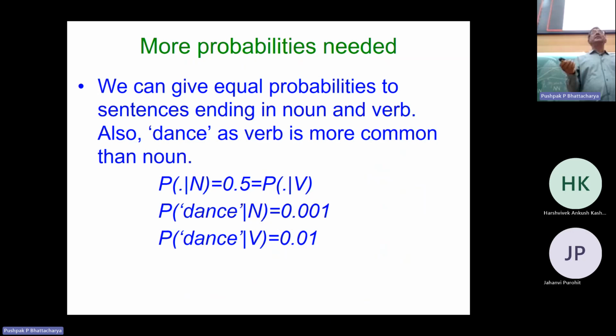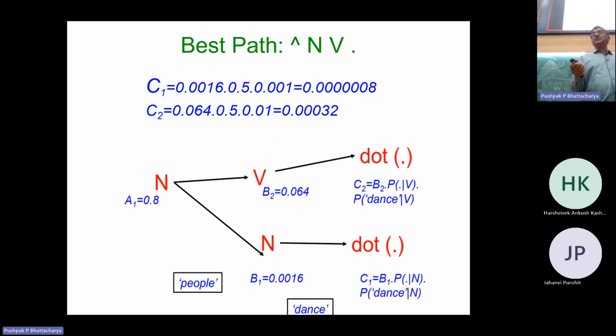We can give equal probabilities to sentences ending in noun and verb. Also, dance as a verb is more common than noun. So probability of dot given N is assumed to be 0.5, which is equal to probability of dot given V. Probability of dance given noun is 0.001. Probability of dance given V is 0.01. These are our assumptions. Then we have to find out the C1 value.